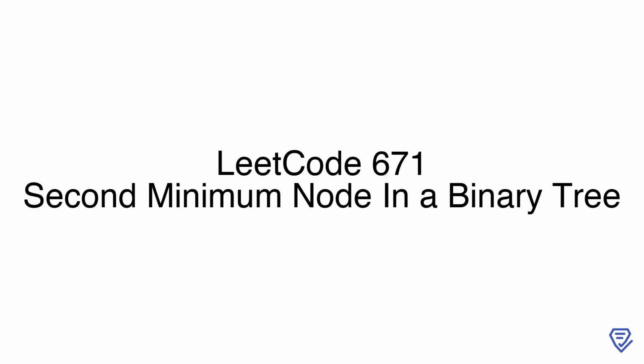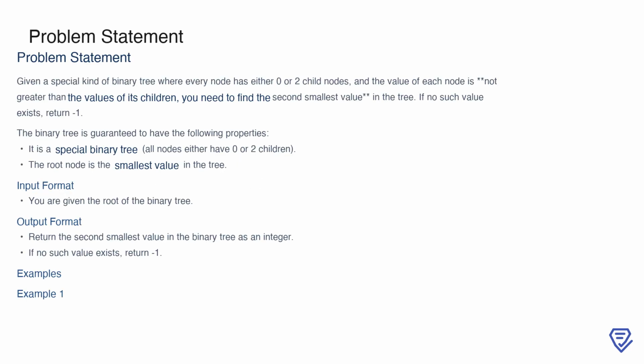Let's get started. In this problem, you are given a binary tree that has a special structure. Every node in this tree either has 0 children, meaning it's a leaf node, or exactly 2 children. Additionally, the value of each node is guaranteed to not be greater than the values of its children. Your goal is to find the second smallest value in the tree. If no such value exists, the output should be -1.